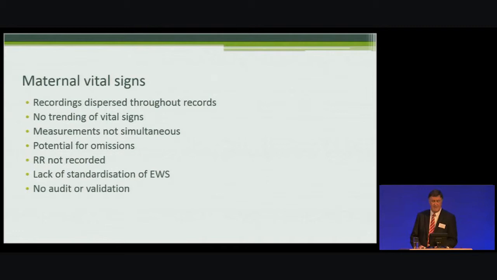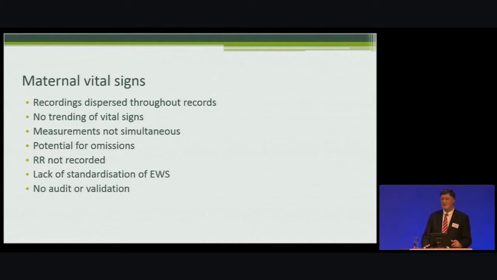When we reviewed the situation, what we found was the recordings of the maternal vital signs were dispersed throughout the maternity records. This made it very difficult to trend the vital signs. In many cases, the measurements of the vital signs were not simultaneous. There was the potential for omissions. The respiratory rate was not recorded, and the respiratory rate is particularly important for the early diagnosis of pulmonary embolism and sepsis.